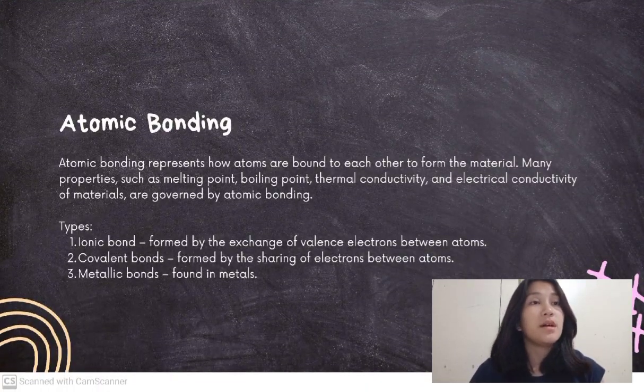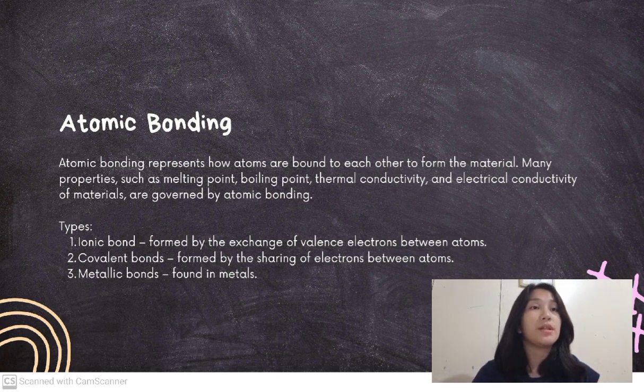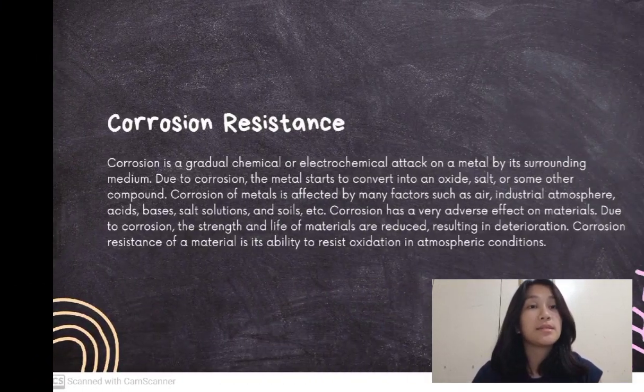Atomic bonding. Atomic bonding represents how atoms are bound to each other to form the material. Many properties such as melting point, boiling point, thermal conductivity, and electrical conductivity of materials are governed by this. It has three types. First, the ionic bonding. It is formed by the exchange of valence electrons between atoms. Second, covalent bonds, formed by the sharing of electrons between atoms. And lastly, we have metallic bonds, which are found in metals.